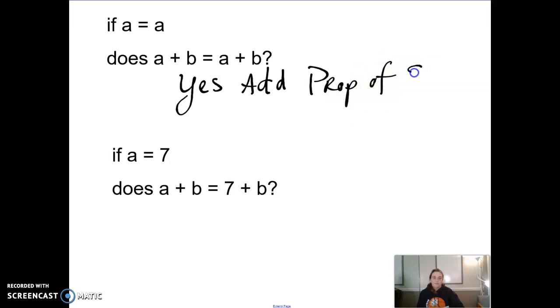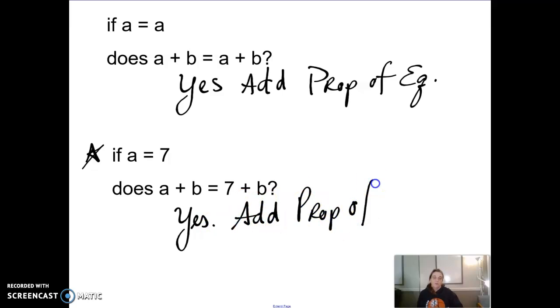And in fact, we use the addition property of equality more often in this kind of format. If A equals 7, A plus B equals 7 plus B. So I know that A equals 7. That's a much more interesting equation than A equals A. If I add B to both sides of that equation, is it still true? A plus B equals 7 plus B. And that is true. I think we know that, and we're very confident about that. And that is still the addition property of equality. Like I said, that's more often the way we actually see it written.